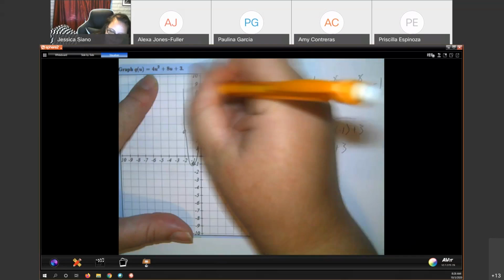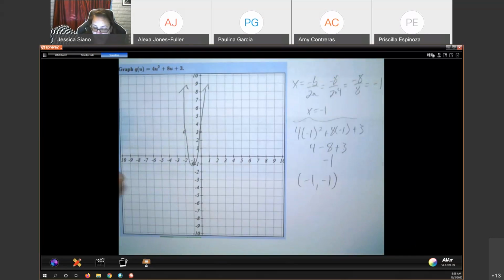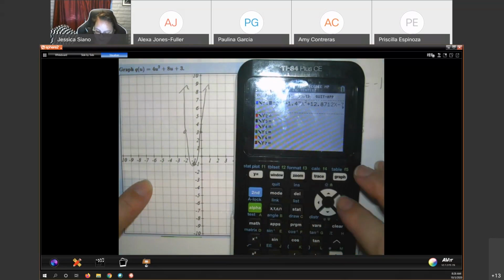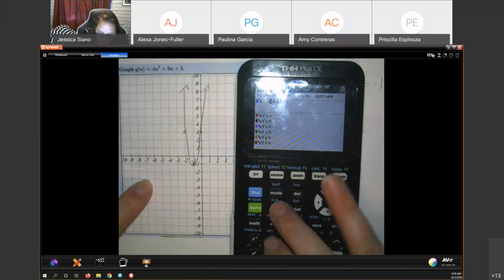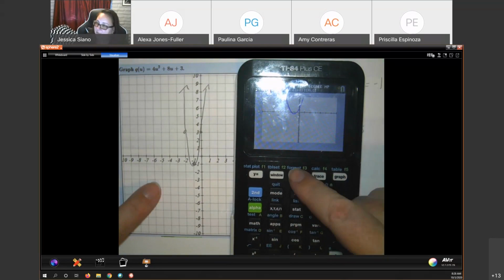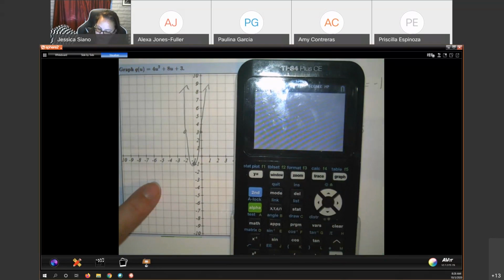Now, that was a lot of work, more work than was necessary because you have this calculator you paid a lot of money for. You could always just have done this: 4x squared, 8x, 3. Oops, my window's off. If your window is off, zoom 6. There we go. Much better.